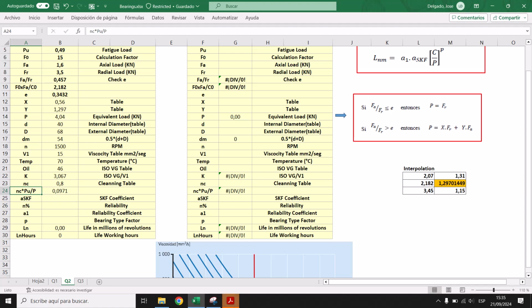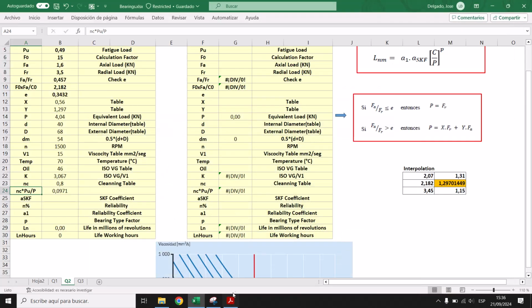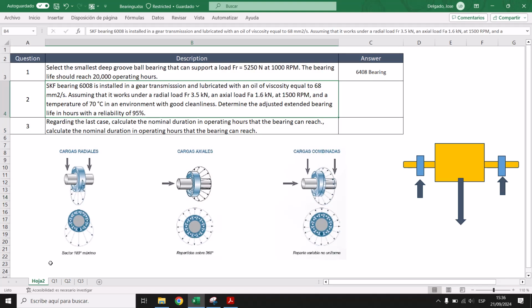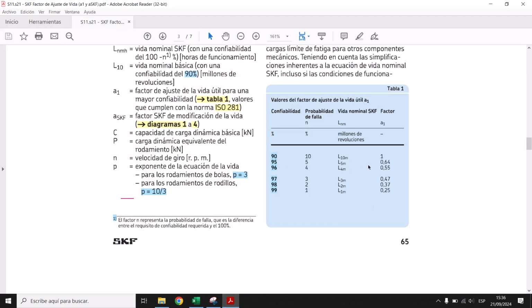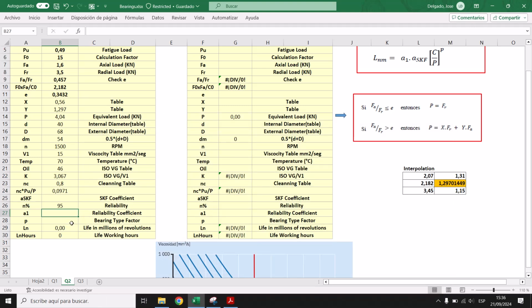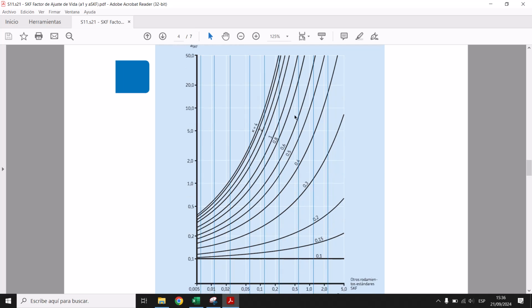Now we need this value. Something we already know for the example is 95 reliability. This is a data point, it's nothing weird. The value for 95 is 0.64 for the reliability factor. Now for the SKF coefficient, we were here. This is for this group, ball bearing, because there is also one for roller bearing.